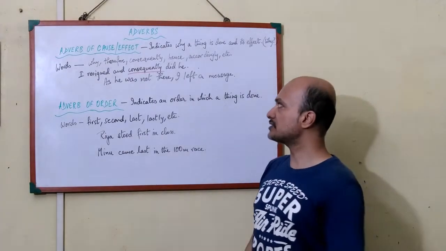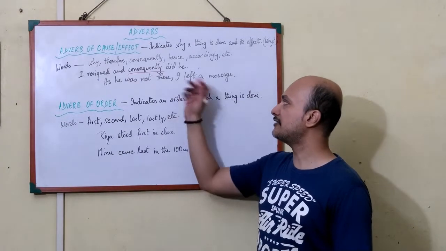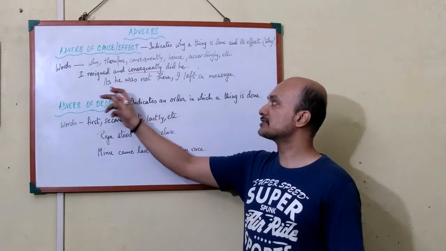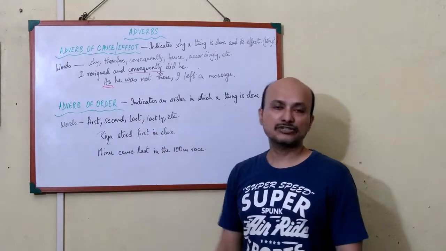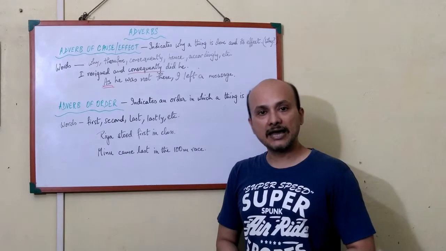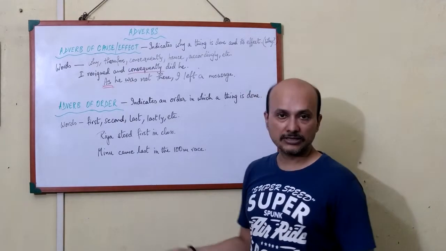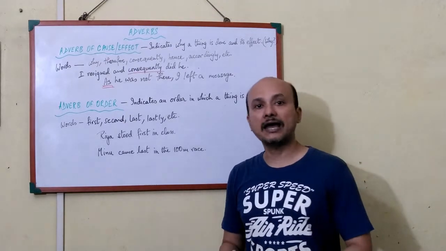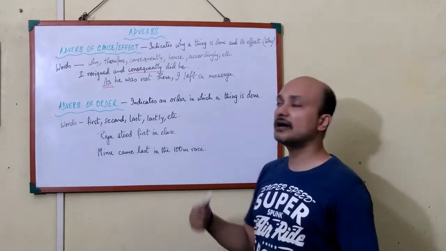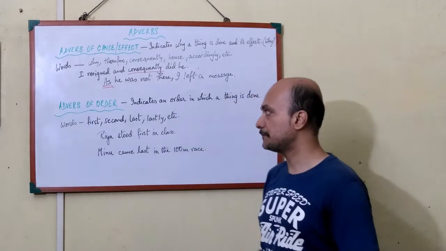Next one. As he was not there, I left a message. I left a message. Why? As he was not there. So this word as tells us the reason. As he was not there. The reason is indicated by the word as. So that acts as the adverb of cause again.